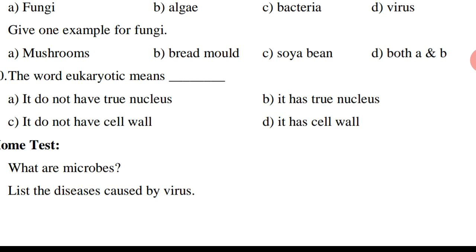The word eukaryotic means it does not have cell wall. It does not have true nucleus. It has true nucleus. It does not have cell wall. It has cell wall. Okay, you have to find out which answer is apt for this. Okay, and now home test questions. What are microbes? List the diseases caused by virus. Okay, you have to write the list of the diseases only about virus.